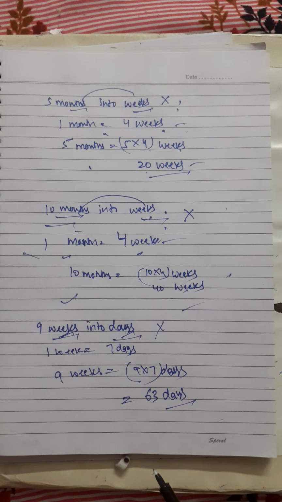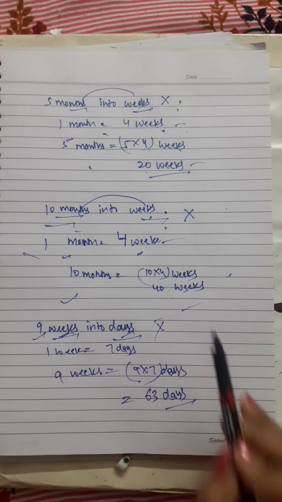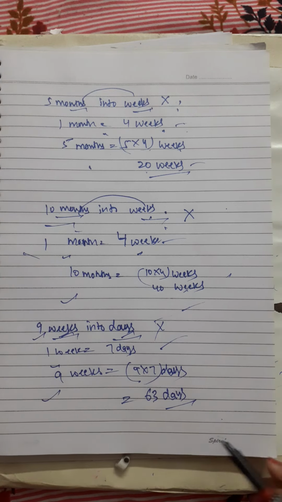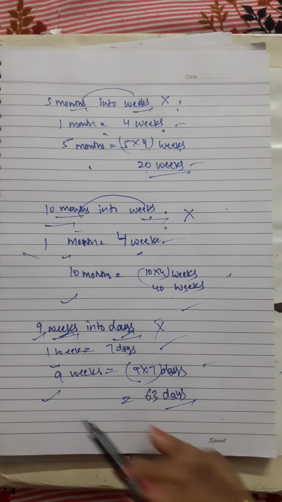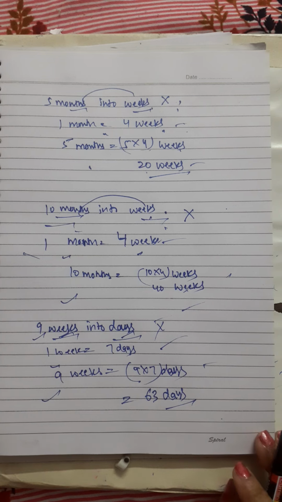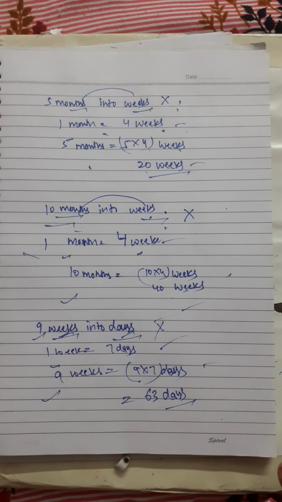One more time I am repeating this question. 9 weeks to convert into days. 1 week has 7 days. 9 weeks is equal to 9 multiplied by 7. For converting weeks into days, we have to multiply by 7 because 1 week has 7 days. So when we multiply 9 by 7, we will get 63. So the answer is 63 days.